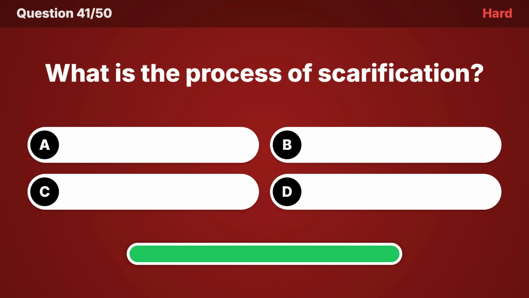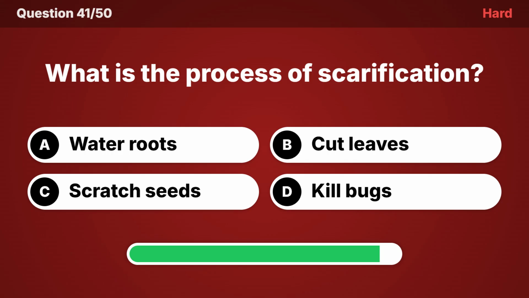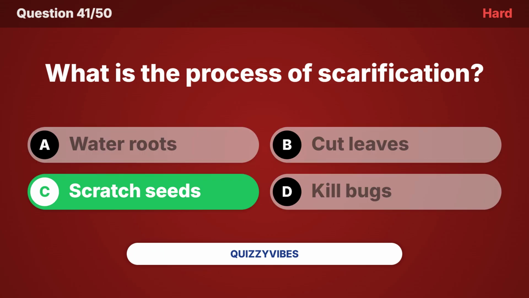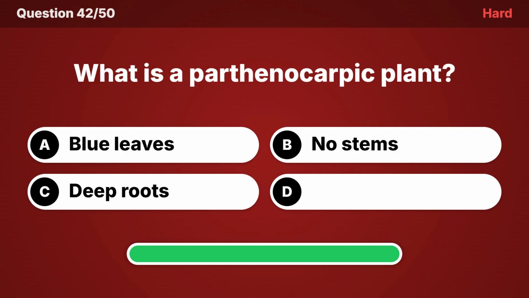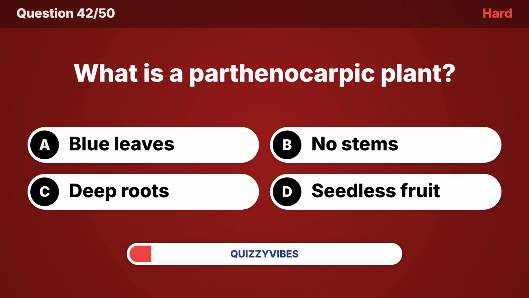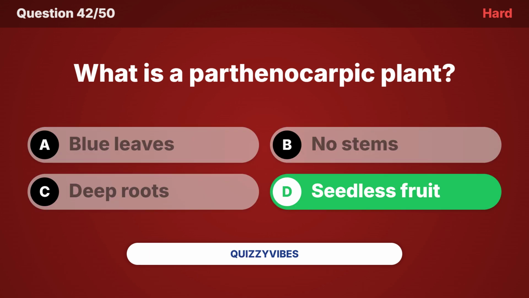What is the process of scarification? The answer is scratch seeds. What is a parthenocarpic plant? Time's up. It's seedless fruit.